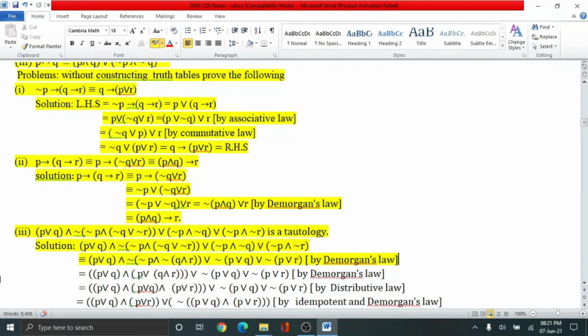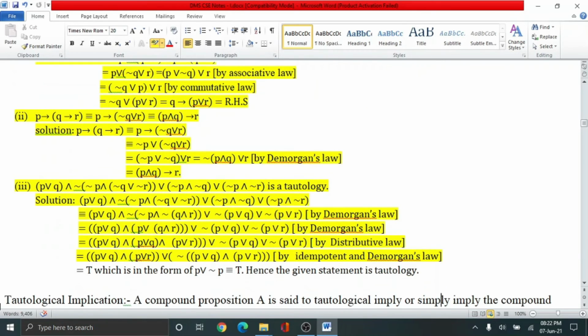And again we apply De Morgan's once again and we can obtain an equivalent form as P disjunction Q conjunction P disjunction Q conjunction R disjunction negation of P disjunction Q disjunction negation of P disjunction R. And again now by applying a distributive law we get this equivalent form, and upon applying the idempotent as well as the De Morgan's law we can get this result which is an equivalent form.